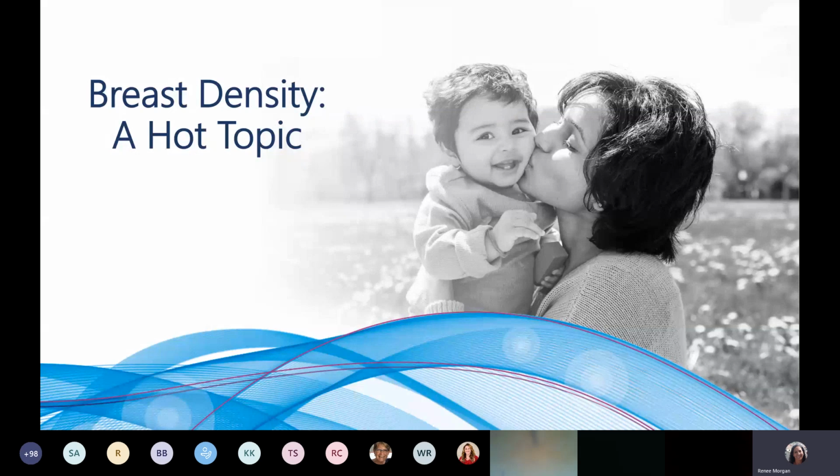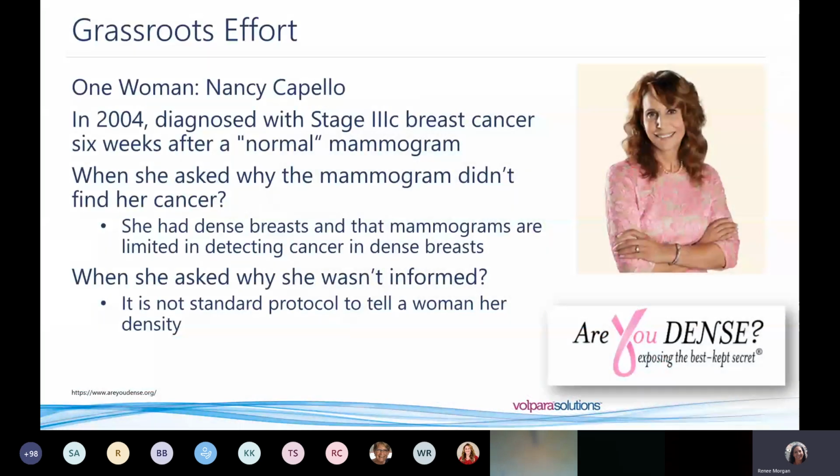Breast density has become a hot topic over the years, and it started with one woman, Dr. Nancy Cappello, when she was diagnosed in 2004 with stage 3 breast cancer right after a normal mammogram. And she did ask them, why didn't it find the cancer? And they told her that she had dense breasts and that mammograms are limited in detecting cancer in dense breasts. And then she further asked, why wasn't she informed? And they said it's not standard protocol to tell a woman her breast density.